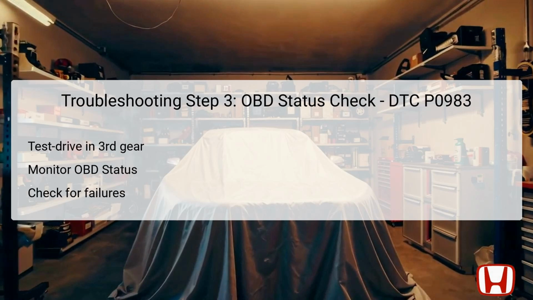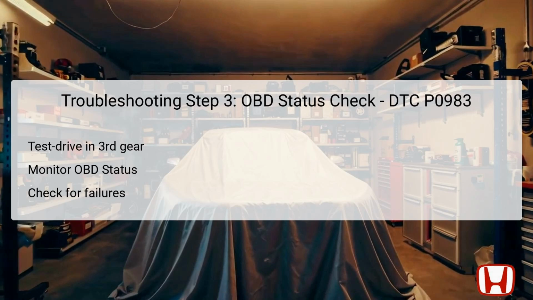The third troubleshooting step focuses on checking the onboard diagnostics, OBD, status following a test drive. To perform this, drive the vehicle in third gear with the shift lever positioned in drive, D, for a minimum of 1 full second. This test simulates normal driving conditions, allowing the vehicle's systems to update any status changes. After completing the drive, monitor the OBD status in the DTCs menu on the HDS. If the HDS indicates that the status is failed, this confirms that the fault still exists, allowing you to proceed further in the troubleshooting process.